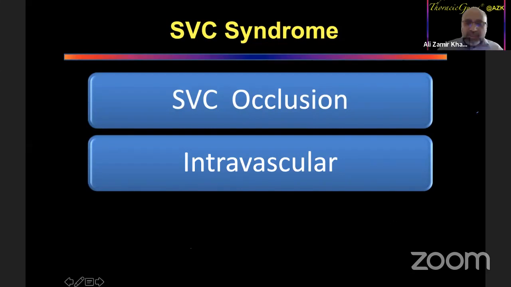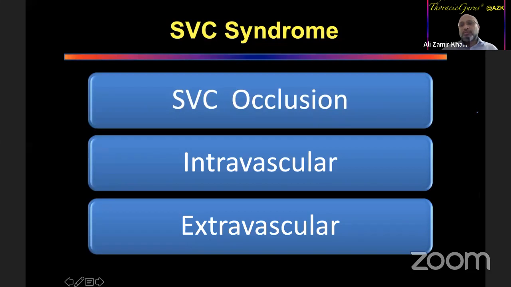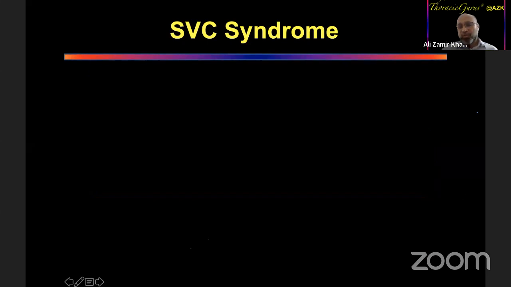Okay, the obstruction can be intravascular or the obstruction can be extravascular, okay? So this is important to realize because the pathology can be outside the SVC or the pathology can be in the SVC. Any of this can cause an occlusion of the SVC and give you a set of symptoms which together form the complex called SVC syndrome, okay?